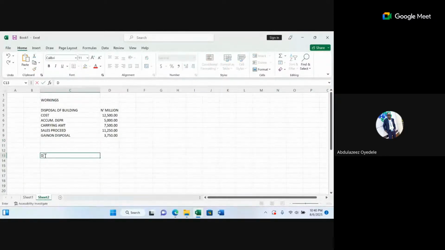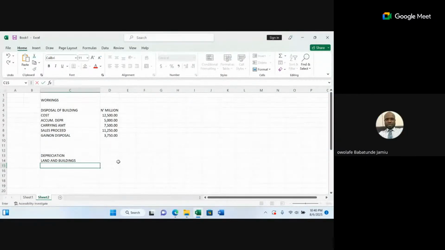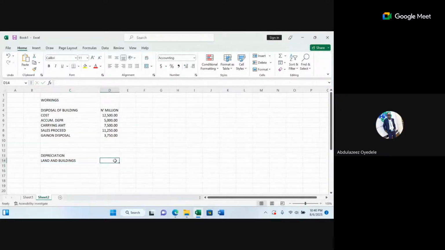Depreciation. Land and building first. So the cost is, let's say, land and building 387,500. Okay.